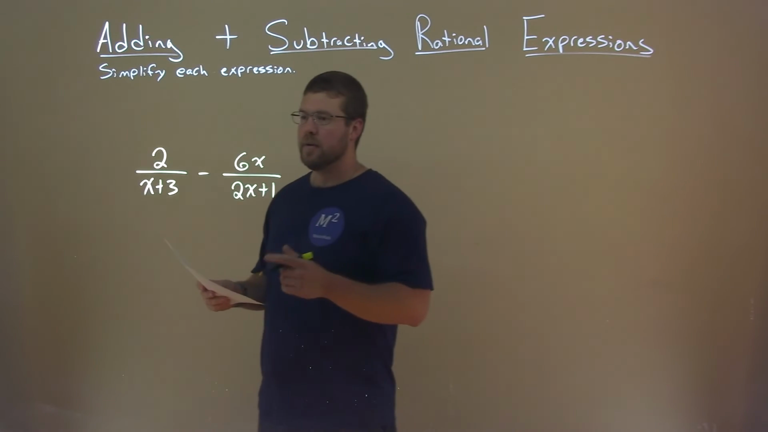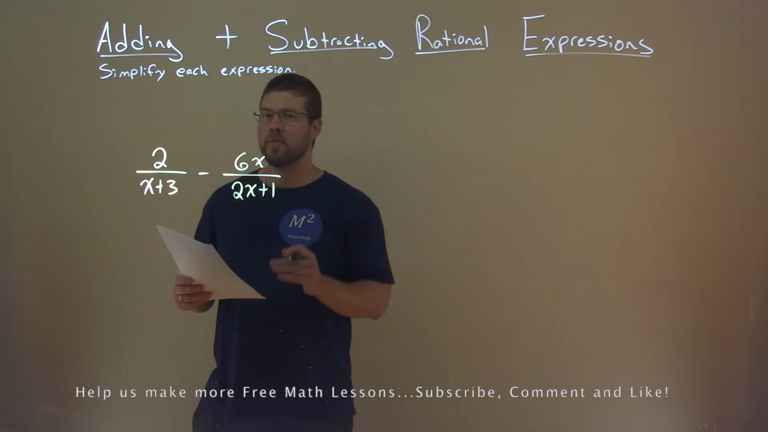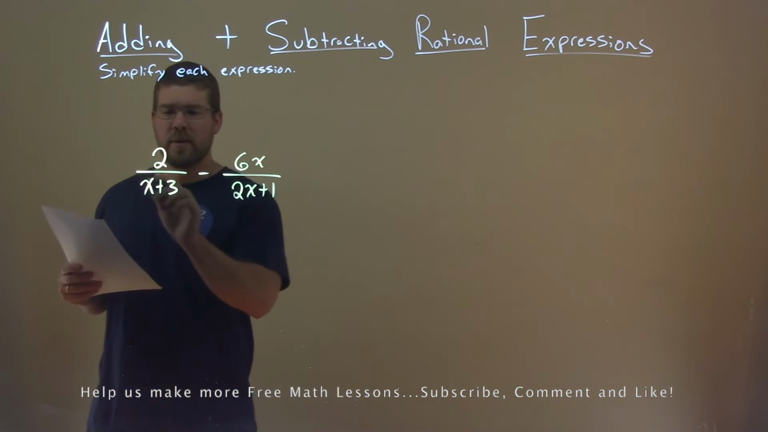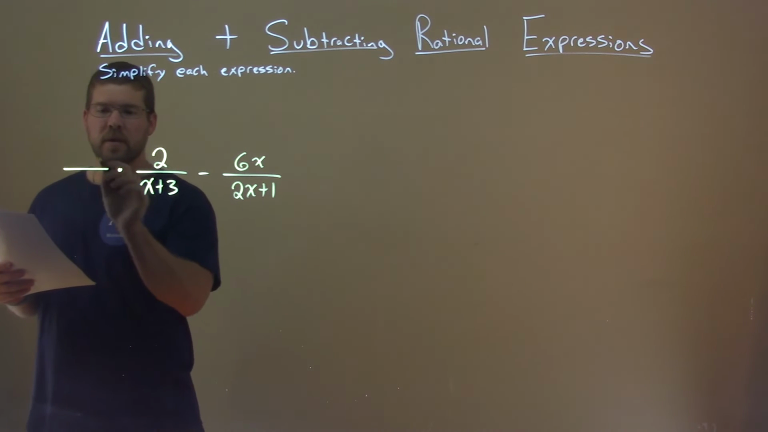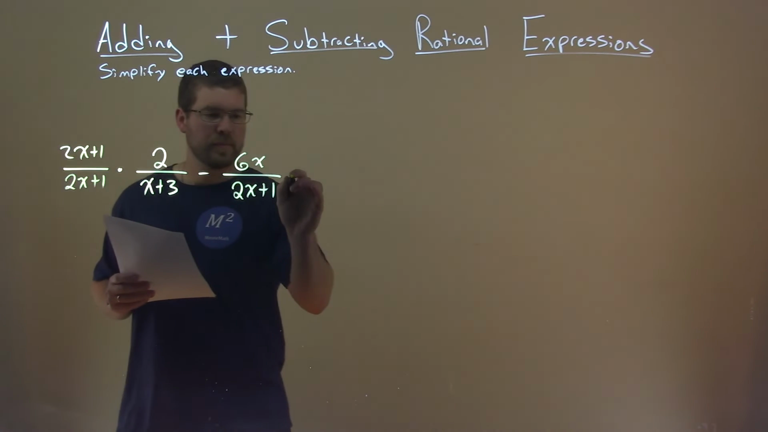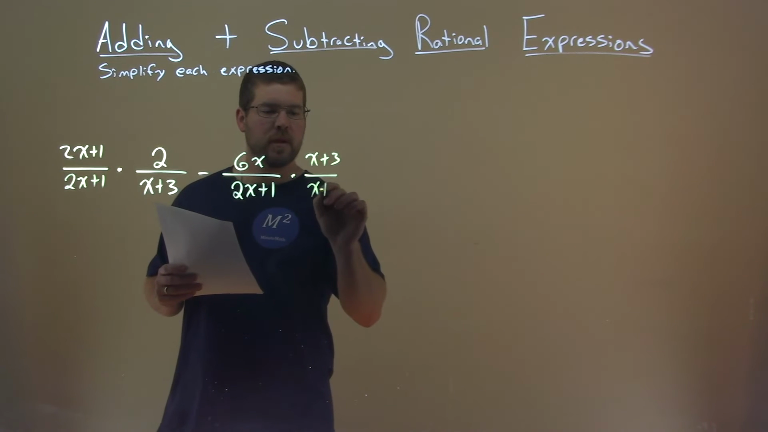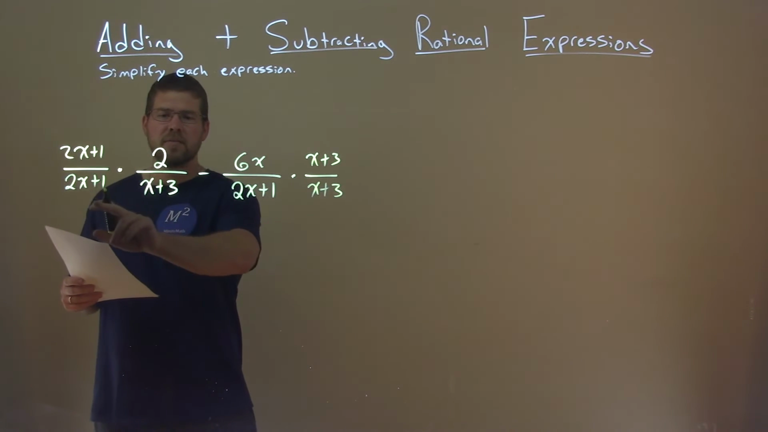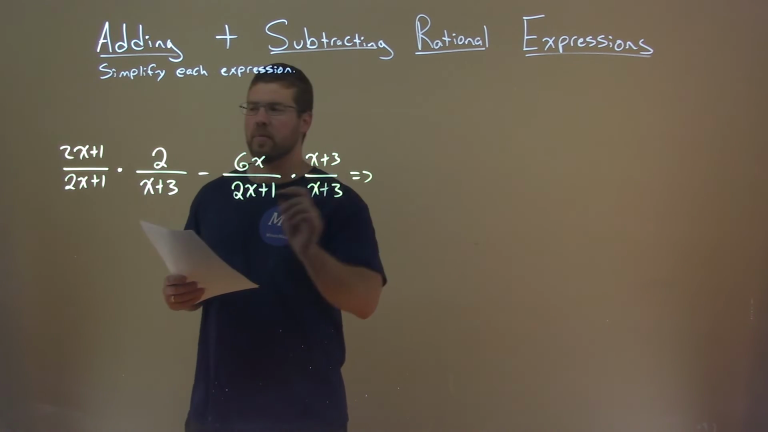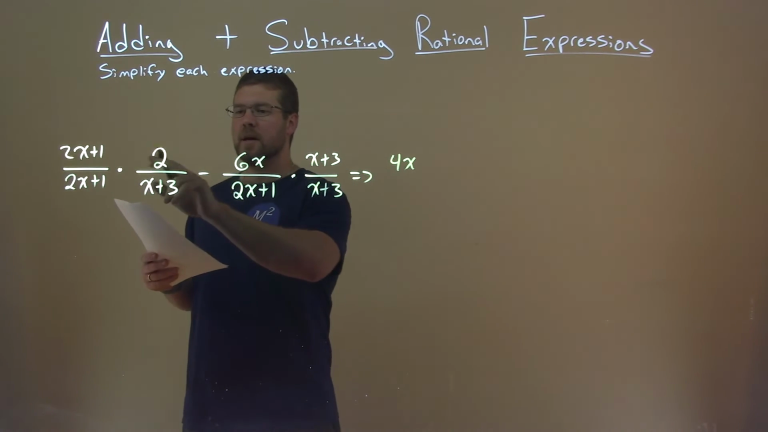We're given this problem right here, 2 over x plus 3 minus 6x over 2x plus 1, and we need to simplify this expression. Well, I need to have a common denominator. So a way to do that is take the denominator of the second fraction and multiply the first fraction by the denominator over itself. I'm going to do the same thing with the second fraction. X plus 3 over an x plus 3. That gives us a common denominator of 2x plus 1 times x plus 3. So let's simplify this a little bit. 2x times 2 is a 4x. 1 times 2 is 2.